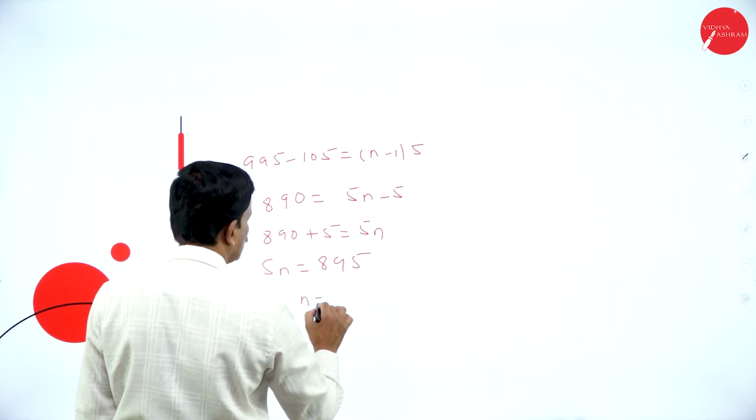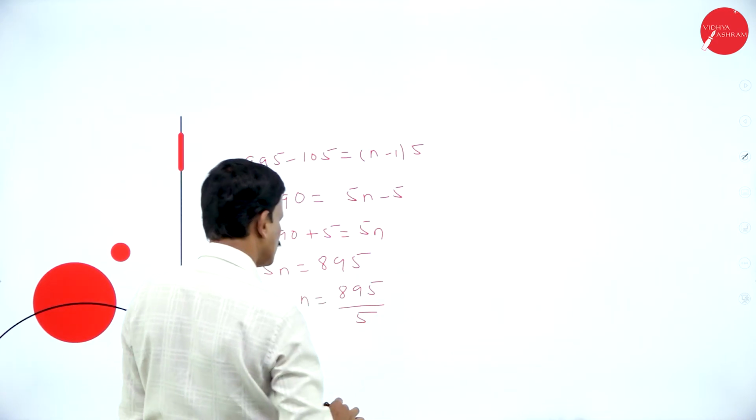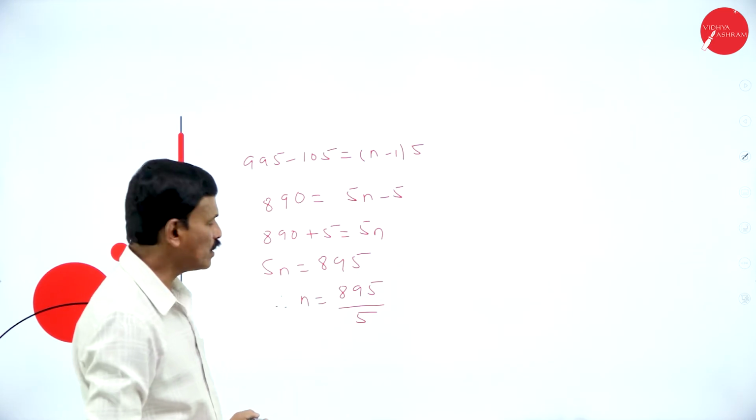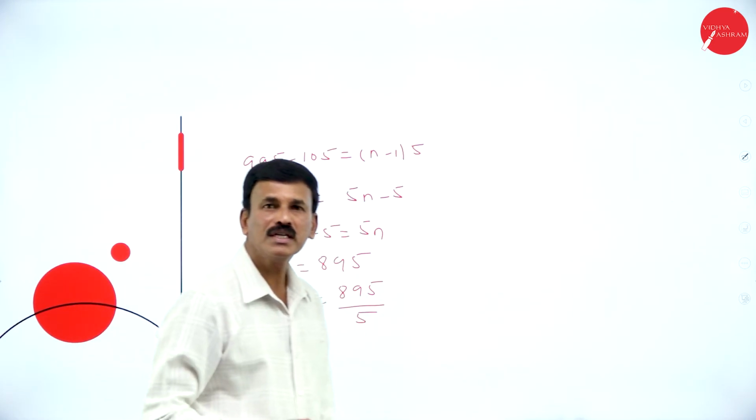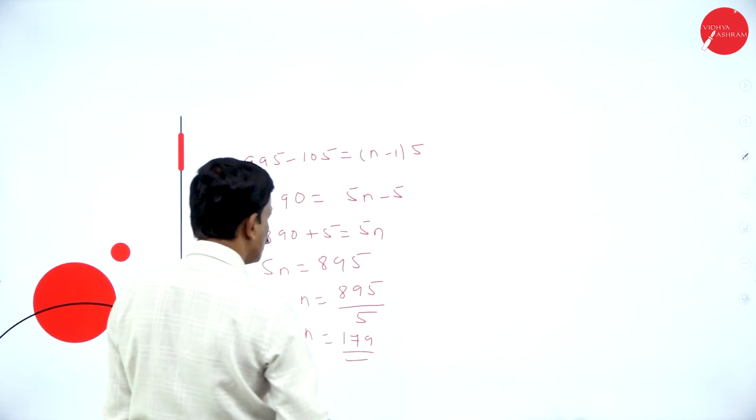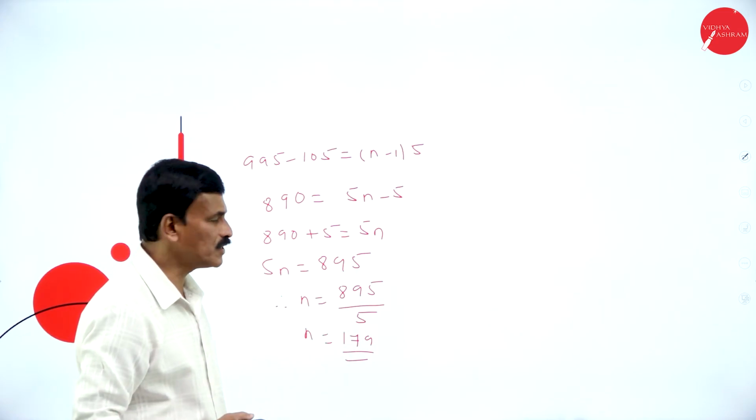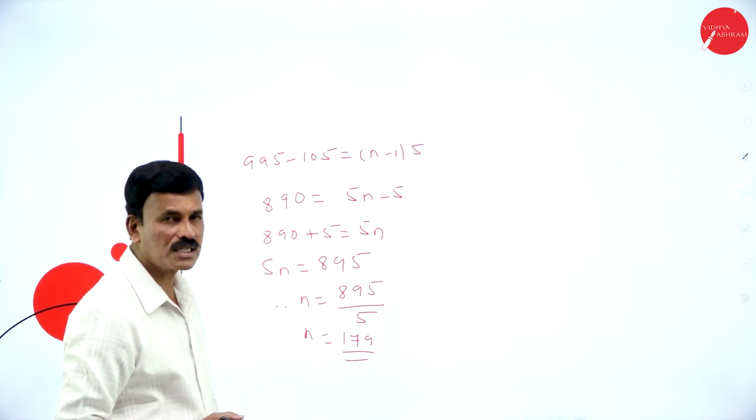So therefore n is equal to 895 divided by 5. Just divide 895 by 5, you will get the value of n. So exactly it will be divisible 179 times. So 895 divided by 5, n is equal to 179. So the number of terms is 179.